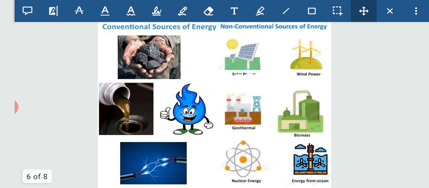Now, you just see the picture. I am just showing the picture first and then I am going to proceed with the differences. Now, just see the picture.